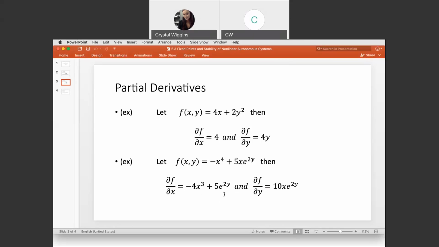Flipping the script over here to the same function, but with respect to y, this term is constant, goes to 0. We're only focused on this one now. So the derivative of e to the 2y is e to the 2y times the derivative of what's inside, which is 2. That's using the chain rule, which is where we get the 10 from. So the 2 comes down in front and gets multiplied by the 5x, which becomes 10x.